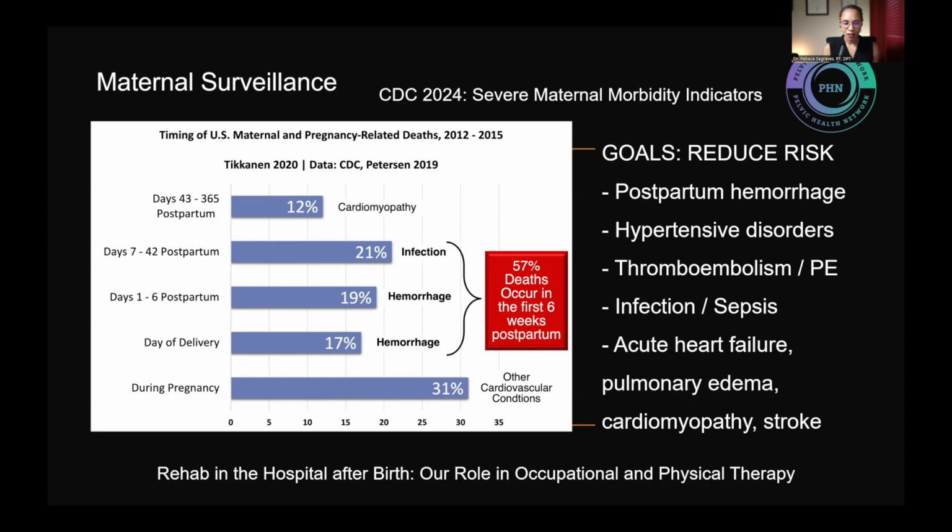It can indicate that there's an opportunity to reduce risk if we are actually a part of the maternal surveillance team. So do take into consideration that our role on the acute care side of maternal health is to reduce risk, but it's also to be quality proponents and be part of the maternal surveillance team.